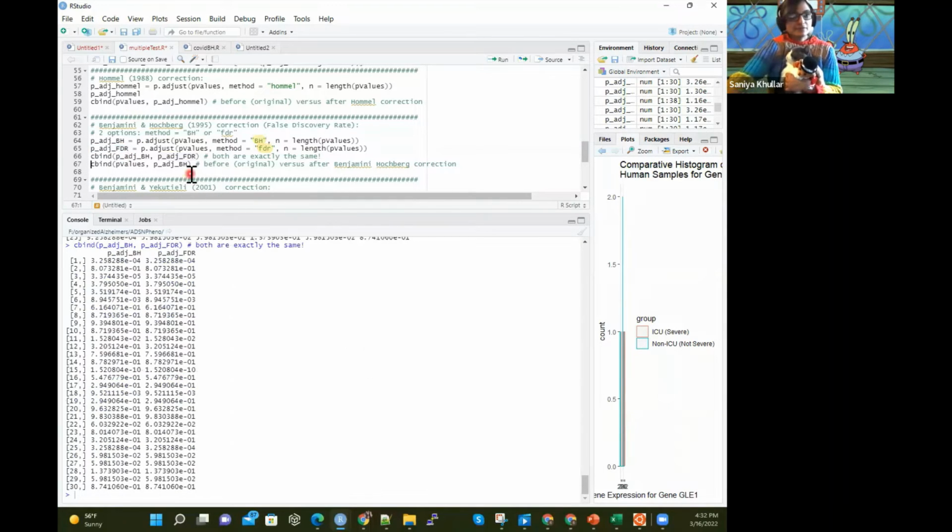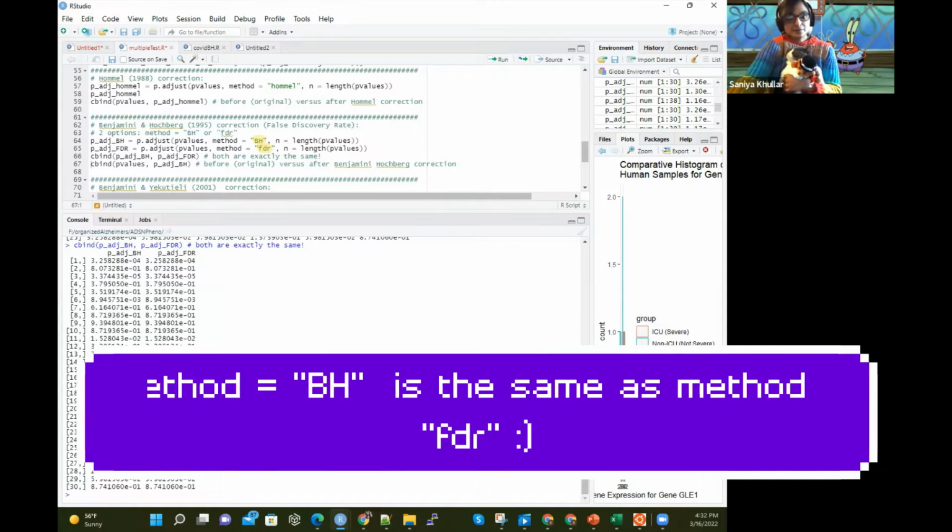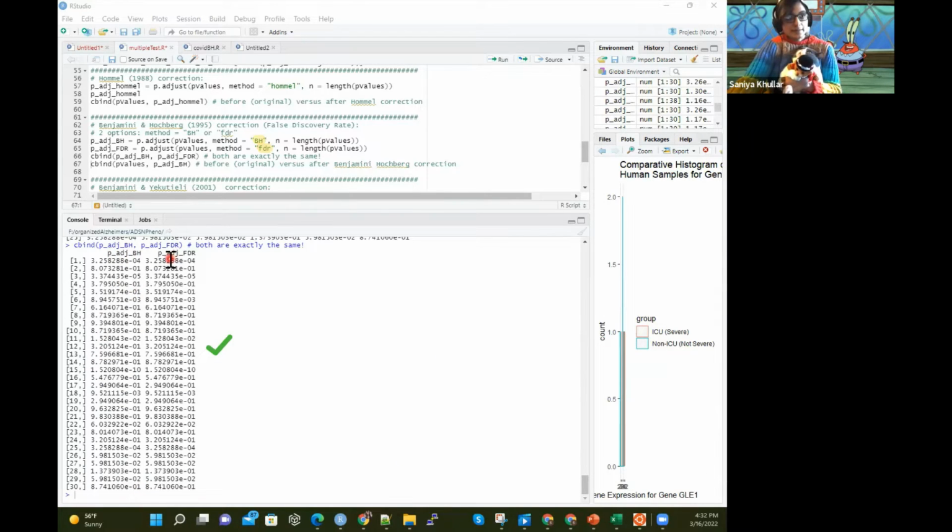In fact, if we put both side by side, you will see that they are exactly the same. All of these are the same either way. So whether you use p-adjusted BH or the p-adjusted FDR, they're both equal. So we can either use method BH or method equals FDR here. Either will work for this. They are exactly the same.